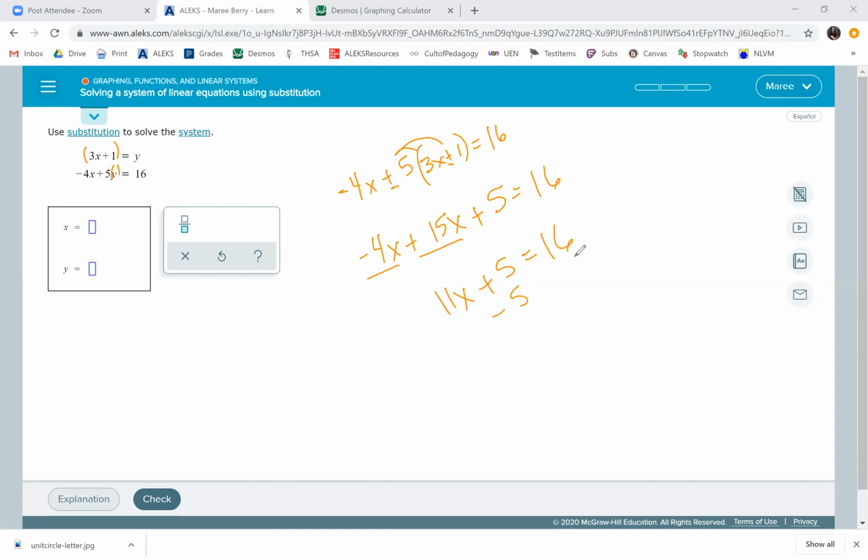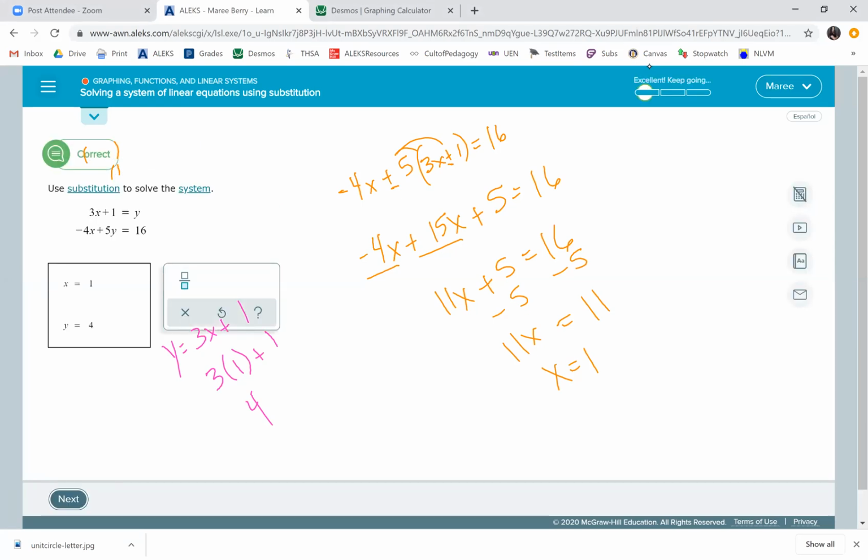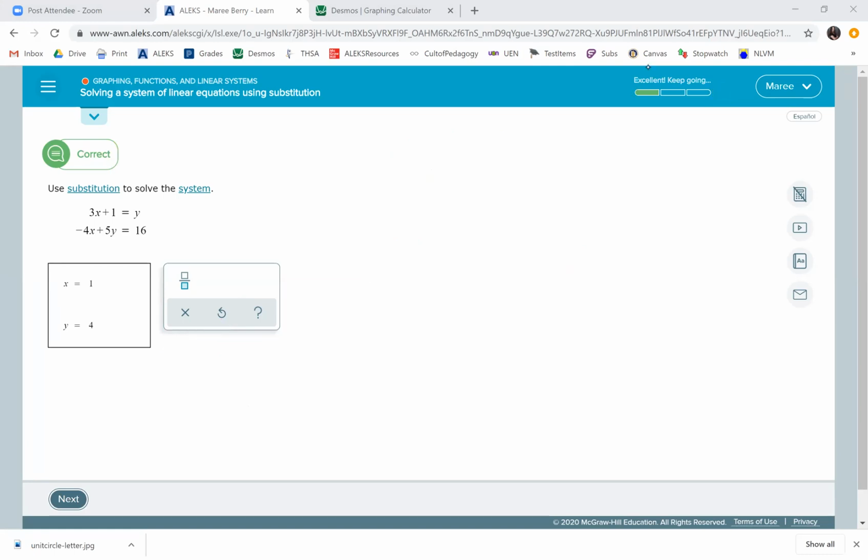When I subtract 5 from 16, I get 11. Nice. So x has to be 1. So we'll type in x is 1. Now to find y, it tells us that y equals 3x plus 1, but we just said that x is 1, so it's 3 times 1 plus 1, which is 4. So y has to be equal to 4. Okay, so then we will go to the next one.